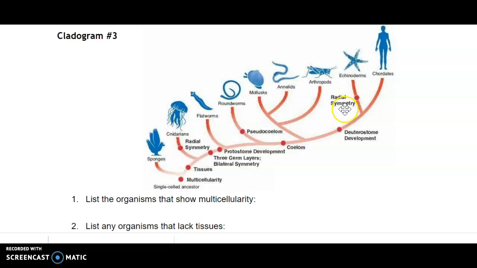echinoderms, and this is starfish here, also has radial symmetry. But it's just on that branch again, so that would be the only one that would go with, and that would be the only one that one would go with.